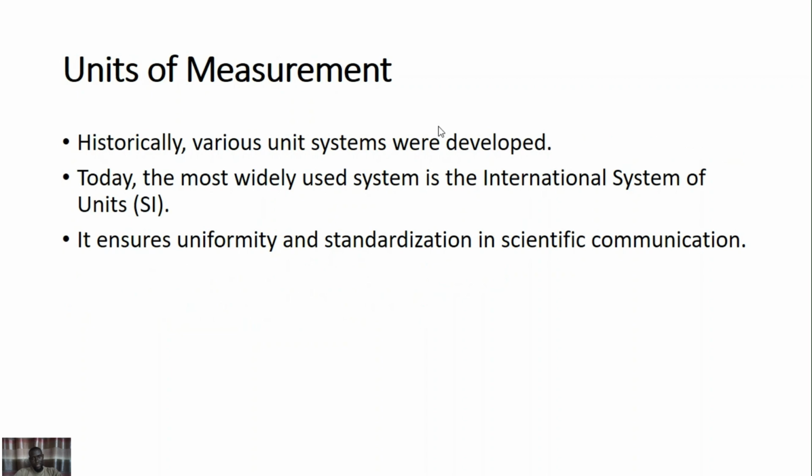And the way to solve the problems of misunderstanding among scientists throughout the world is to come up with an international system of units, which is called SI units. Why is this important?